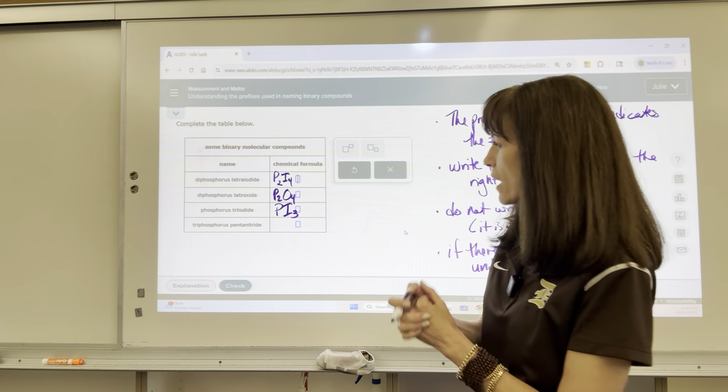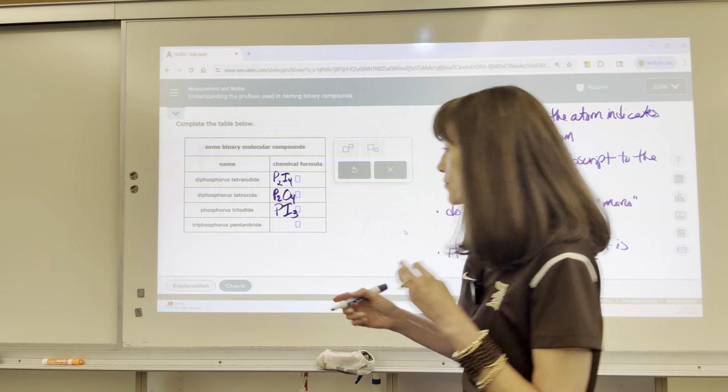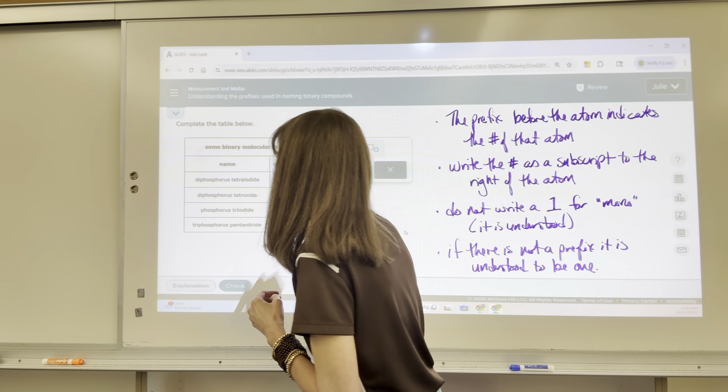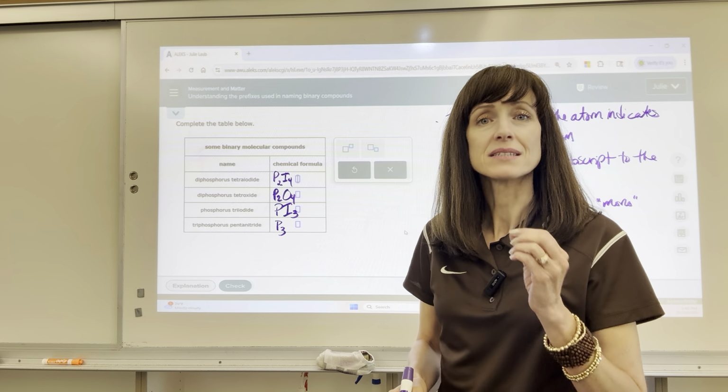And then triphosphorus pentanitride. So triphosphorus, I've got 3. This is a P3. And pentanitride. Penta is 5. Nitride is nitrogen.